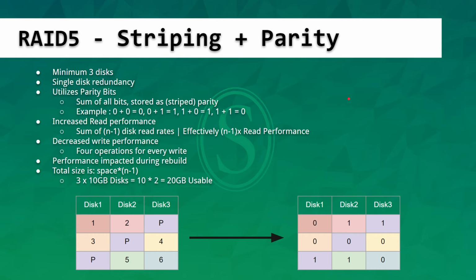And the performance is impacted during rebuild. We don't want to do that. We don't want to use RAID 5 very much now, because if you had to rebuild, say you lost disk 3 and you put a new one in and you were rebuilding disk 3, potentially if disk 1 or disk 2 failed, you've lost all your data. Probably. I mean, maybe you could recover it, but probably not.